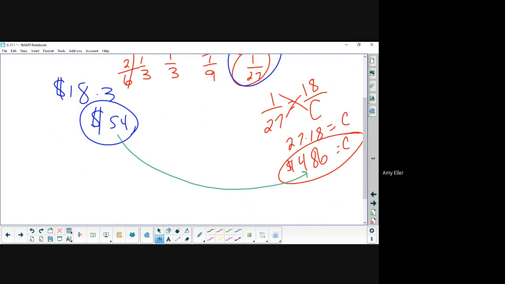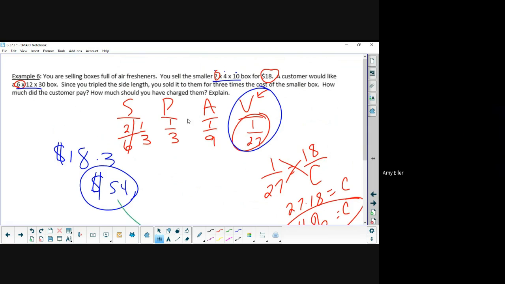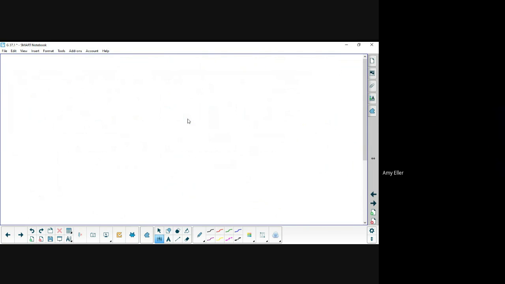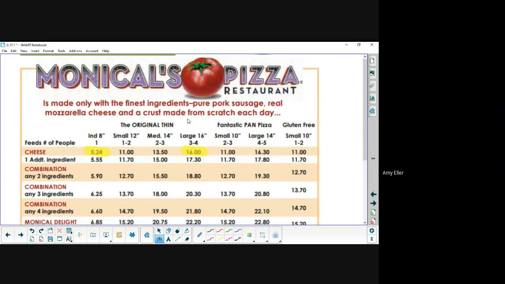All right, one more thing I wanted to show you guys. You can set your pencils down for a minute. I saw this and I thought, that seems a little off. Take a look at what I've highlighted and see if you can see why I think it's a little off. Thoughts?